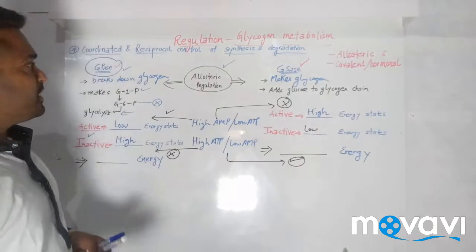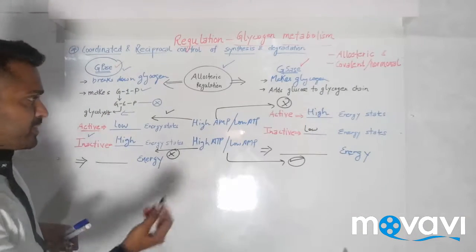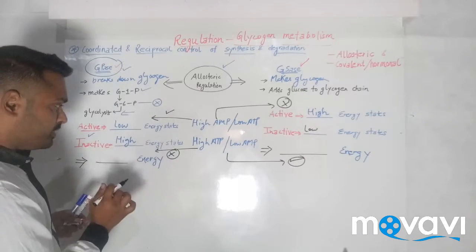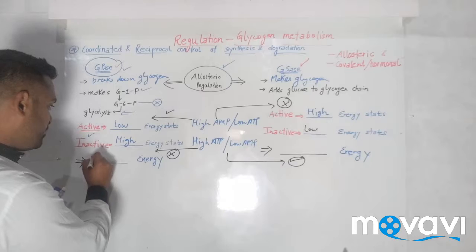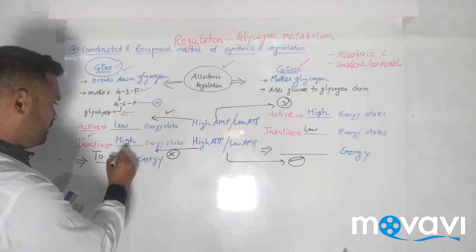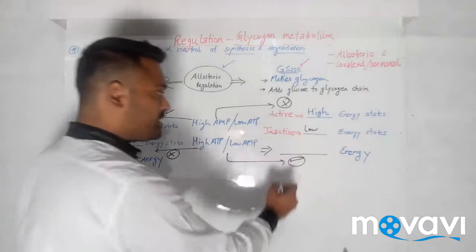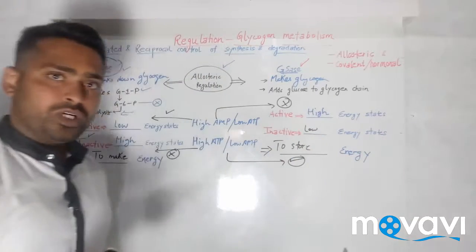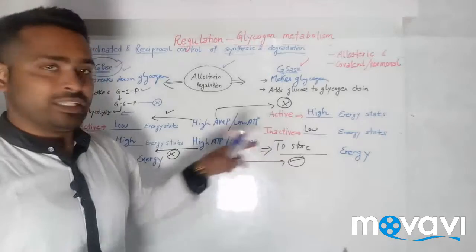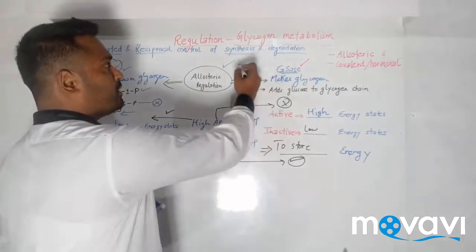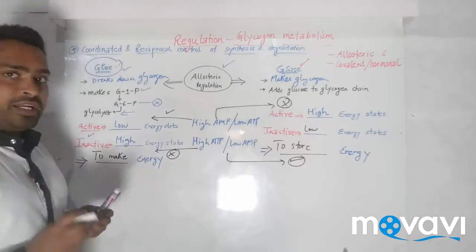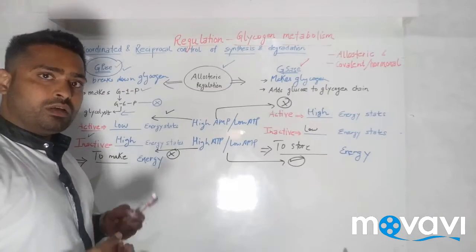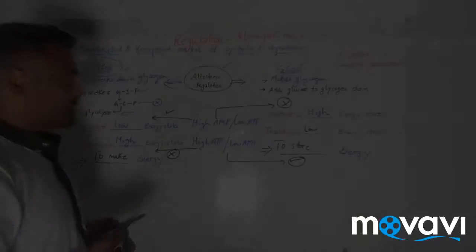So this makes sense, doesn't it? What more can we say? If this is happening, what is the purpose here? To make energy, and in this case to store energy. If energy is more, we are going to store the energy in the form of glycogen, and if energy is less, we are going to convert glycogen into energy through glycolysis.